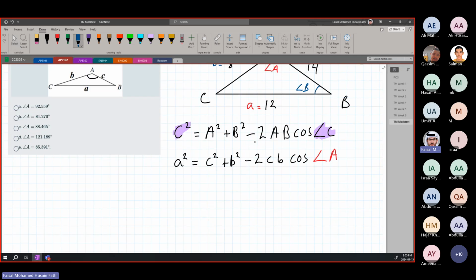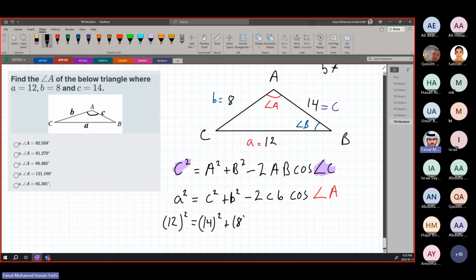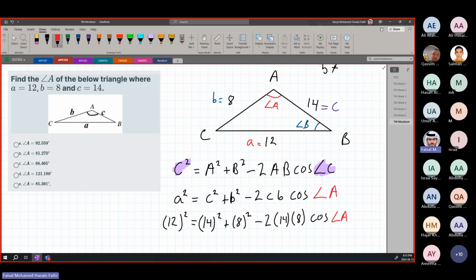Let's plug in all the numbers we have. So A squared is 12 squared, is equal to C squared, C is 14, so 14 squared, plus B squared, B is 8 squared, minus 2 times C, which is 14, times B, which is 8, times cosine the angle that we're trying to find, which is angle A. All right?